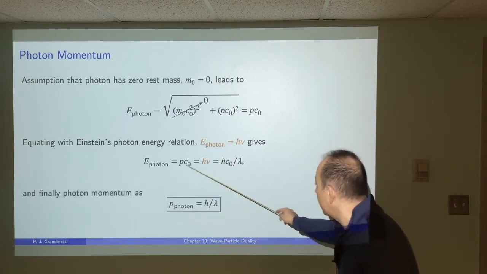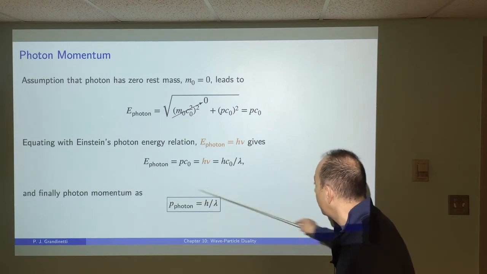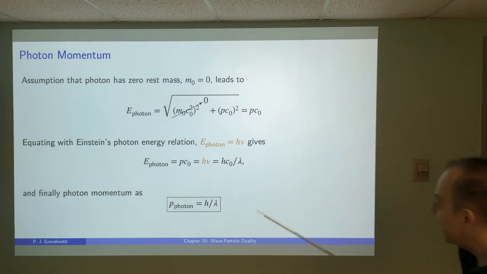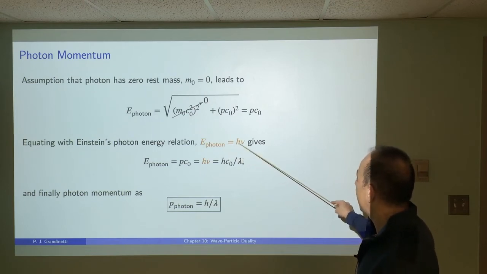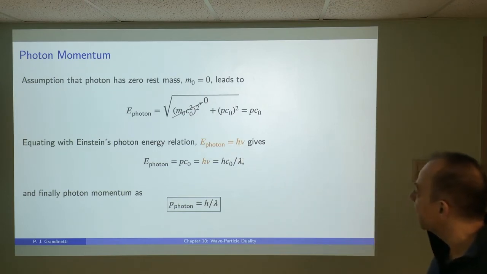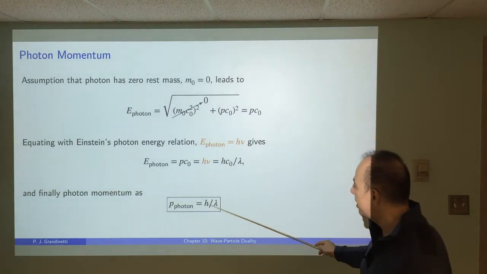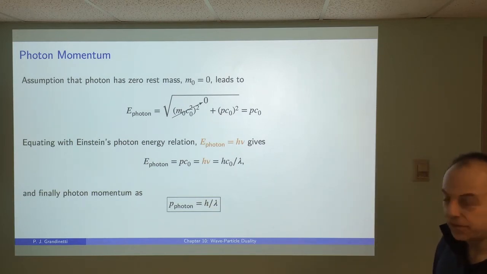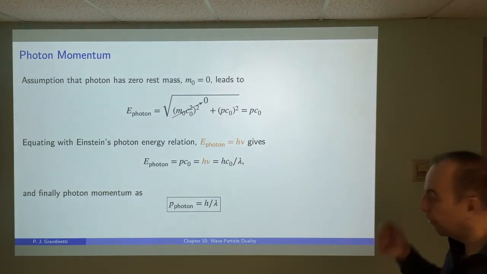So with that, we can remove the c naught, and we get that the photon's momentum is just Planck's constant divided by wavelength. So Einstein proposed not only that the light comes in packets with this energy of h nu, but also that the momentum of this massless particle is Planck's constant divided by the wavelength of light. Okay, so even though it's massless, it carries momentum, and it's related to the frequency or the wavelength of the light.